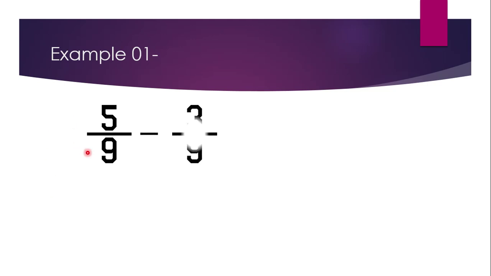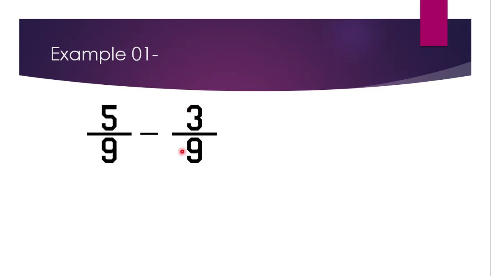and again I am going to take 3/9. Here I am going to subtract 3/9 from 5/9. As you can see here, the denominators are equal. The difference is only the numerator.